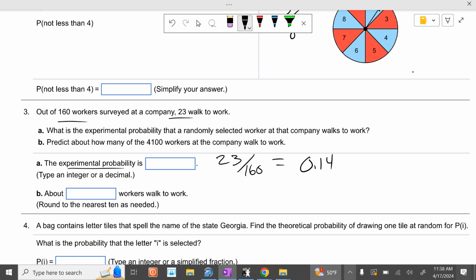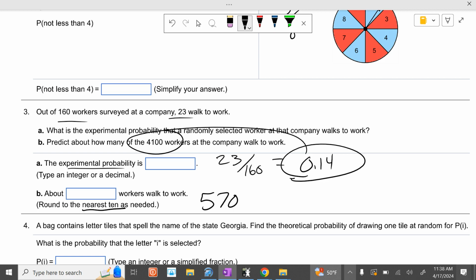0.14. Okay. So if we take that 0.14 times 4,100, we figure out about how many of the 4,100 workers that work there are going to walk to work? 574. It says round to the nearest 10. So about 570 workers are going to walk to work. Okay.